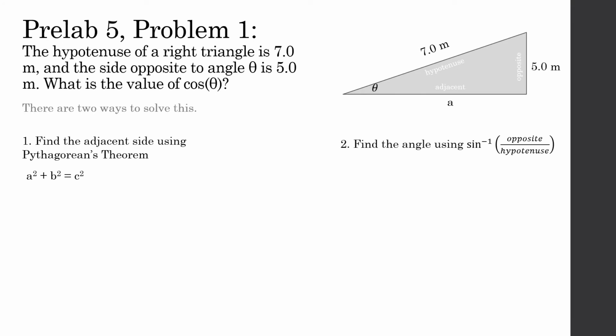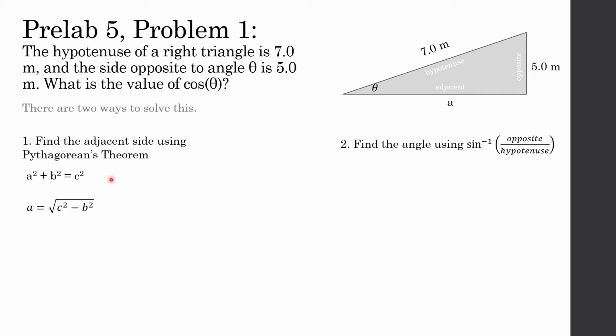All right, so the two ways that you could solve for it is you could find the adjacent side using Pythagorean's theorem, or you could find the angle using inverse sine. So I'm going to work through the Pythagorean's theorem method first, and then I'll work through the angle method second.